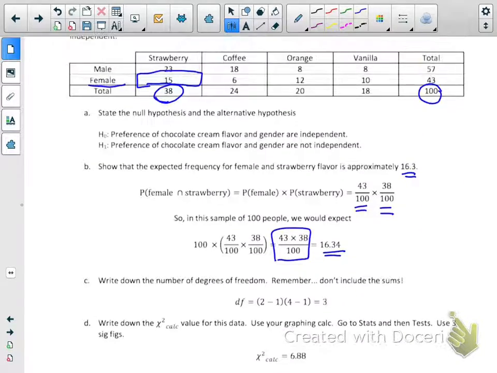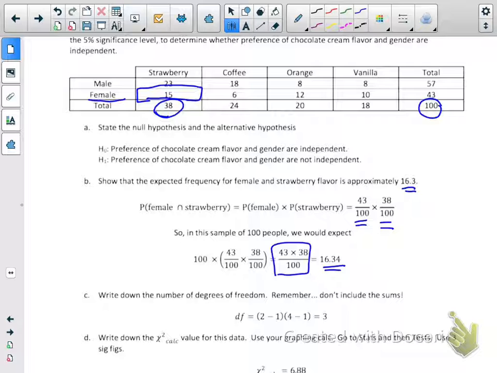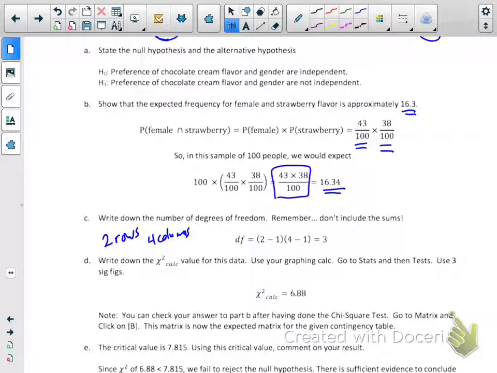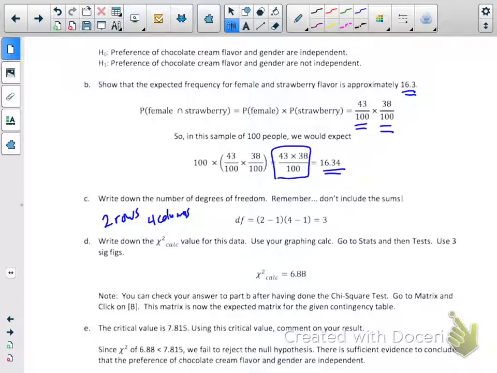Now, write down the degrees of freedom. Anytime it says to write down, that's something that should be pretty easy. So I do, in this case, have 2 rows and 4 columns. So same degrees of freedom that we had on the last one. Okay. Now write down the chi-squared calculated value for this data. So that's going to be using the calculator.